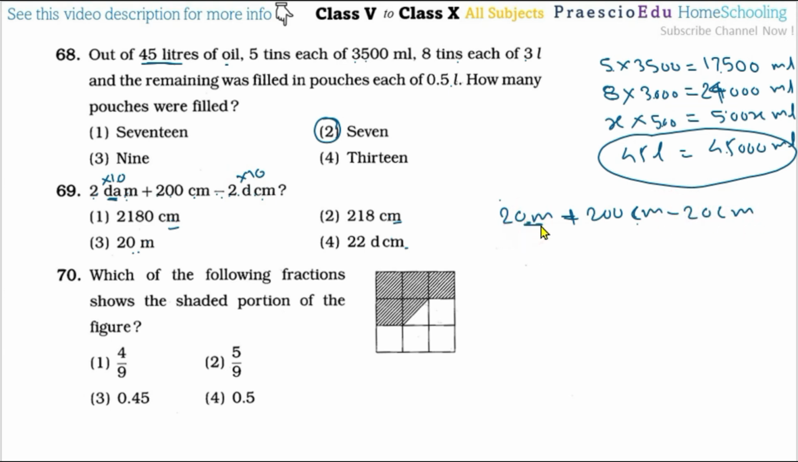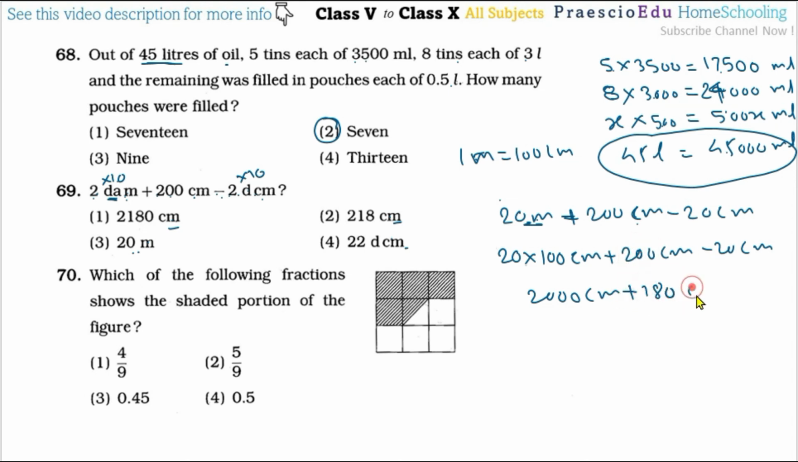Now the meters have to be converted into centimeters. So 20 multiplied by 1 meter, and 1 meter equals 100 centimeter. So multiply by 100, that is 2000 centimeter, plus 200 centimeter minus 20 centimeter. Then 200 minus 20 is 180 centimeter. After this addition we get 2180 centimeter, and this is given in option number 1.